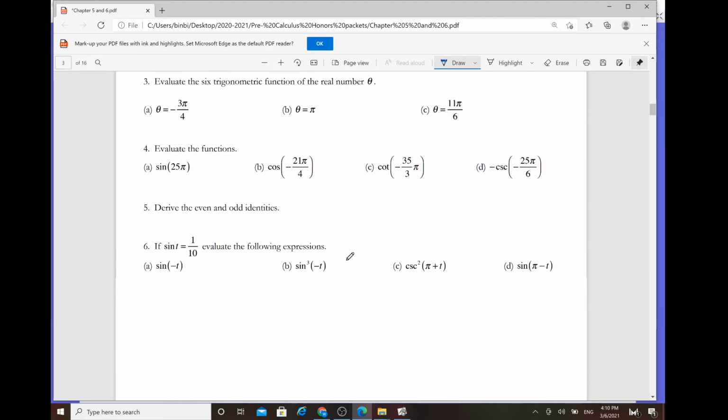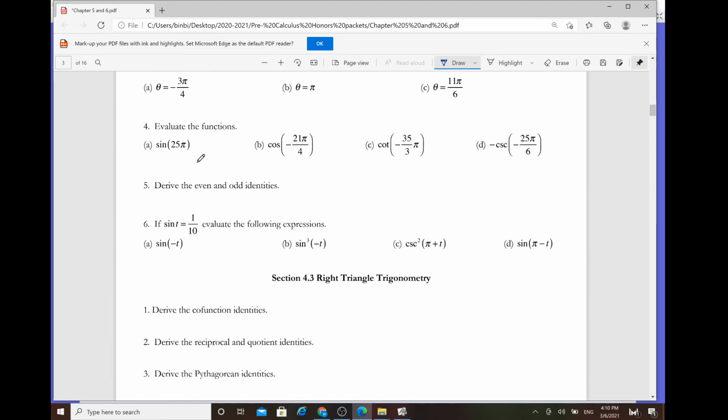Evaluate the function. So sine of 25 pi, just like going back to pi for the position. So going around the unit circle, it looks like more than 24 times. So this one is just the same as sine of pi. So then that'd be 0.